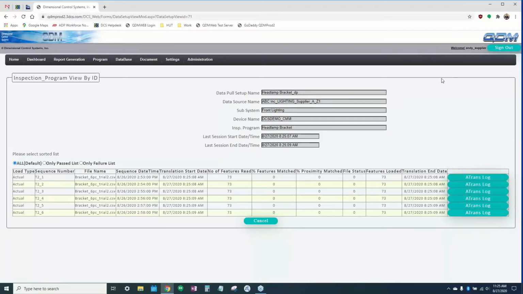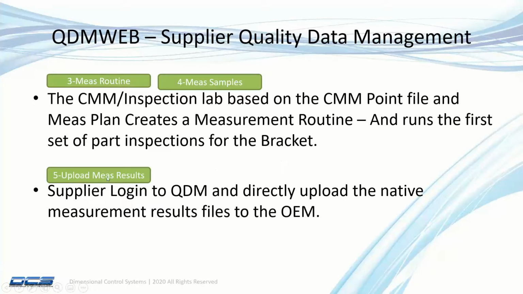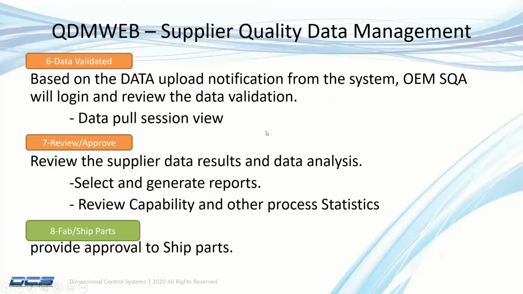Yes. Okay, so now I received a notification that these files are available. So now, as an OEM, I'm going to go to step number 5, which is done: the supplier logs in and directly uploads in its native format. Now, is my screen visible? Supplier quality data management. Yes, received. All right, so now I'm going to step number 6. The data is validated. So I'm going to escape out of this.